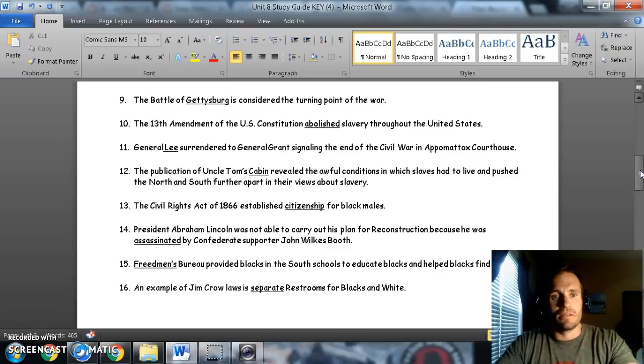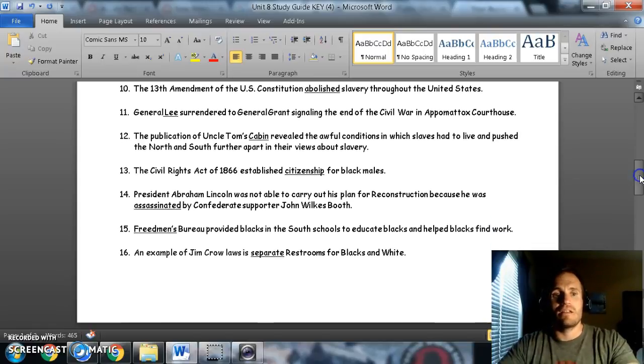Number 11, just kidding. Number 10, the 13th Amendment of the United States Constitution abolished slavery throughout the United States. Number 11, General Lee surrendered to General Grant, signaling the end of the Civil War at Appomattox Courthouse.